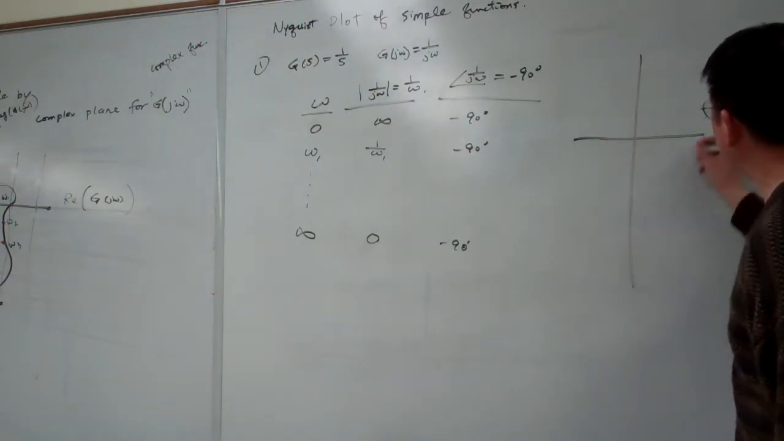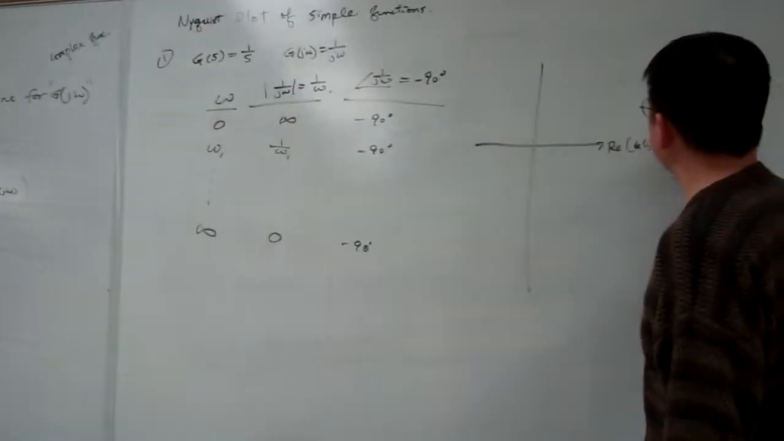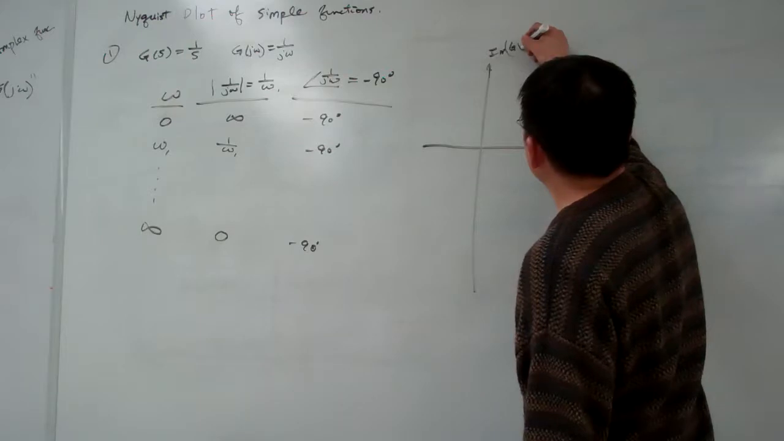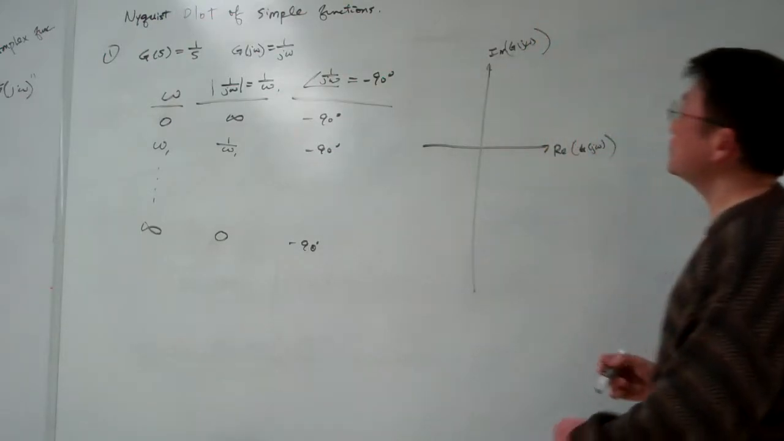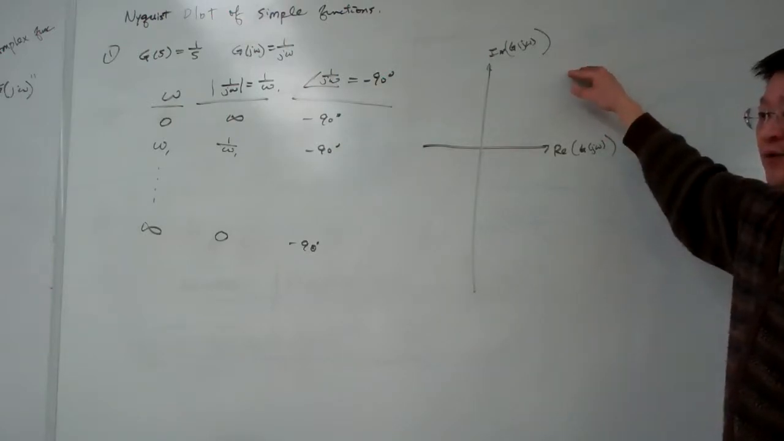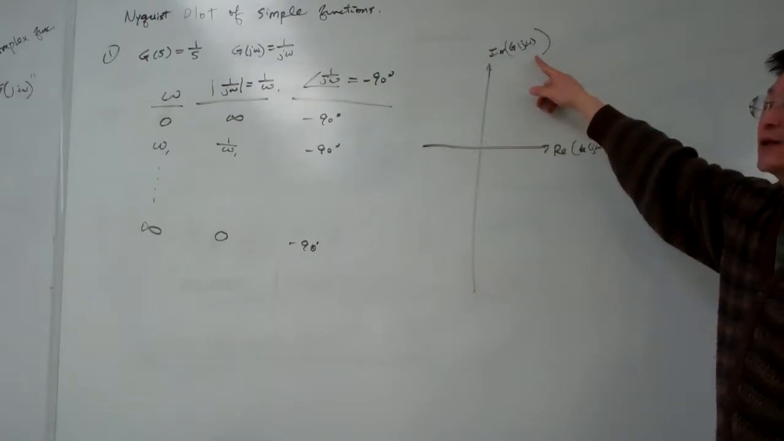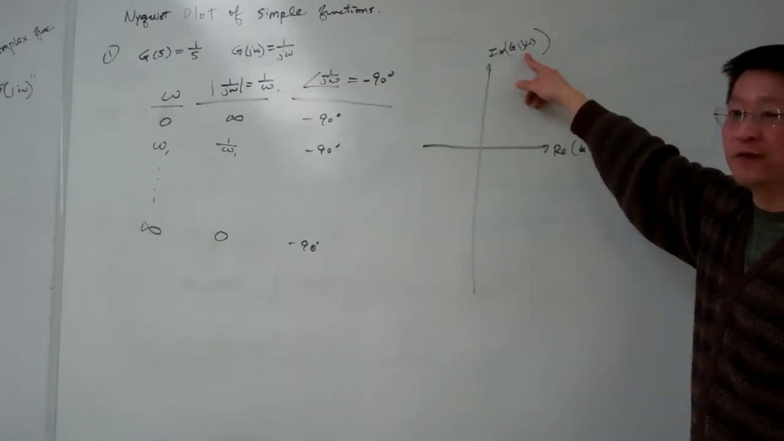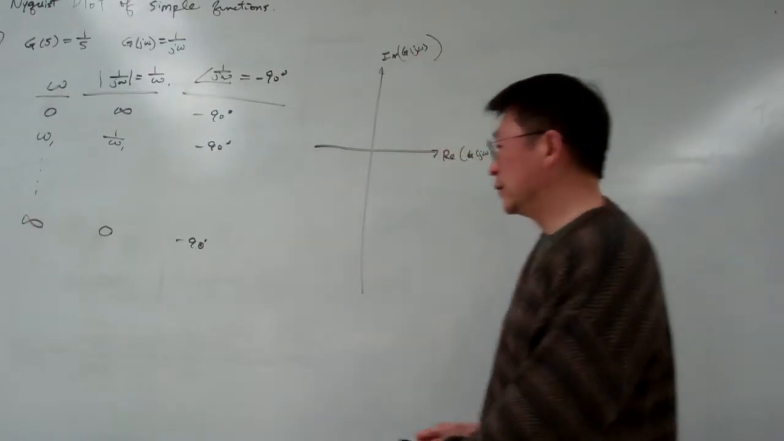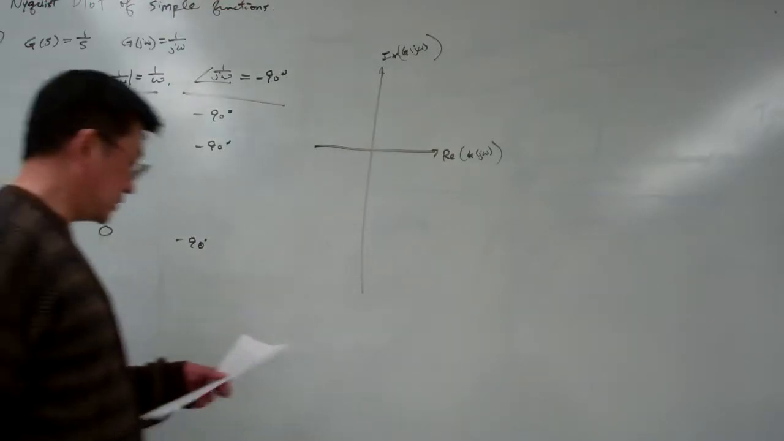So this is a complex plane, and the real part of the G(jω), and this is the imaginary part of the G(jω). It's always been a good exercise when you plot on the complex plane, you indicate that complex plane is for which functions. Okay, so here we kind of emphasizing here. So now for this one, basically the phase angle is always minus 90 degrees.